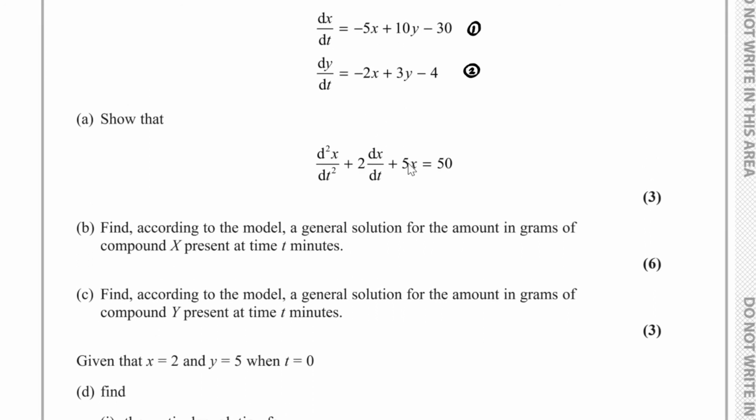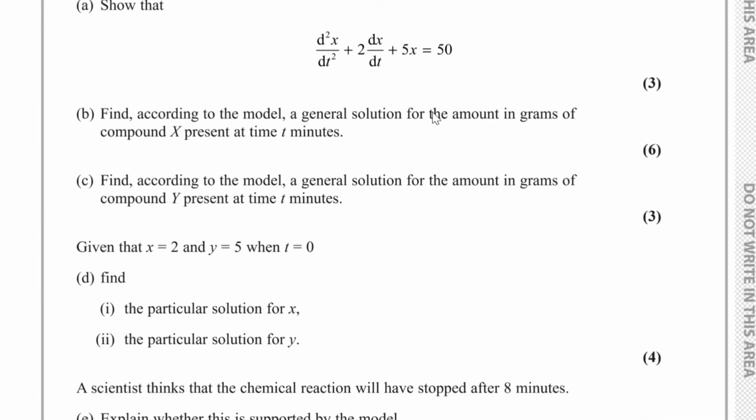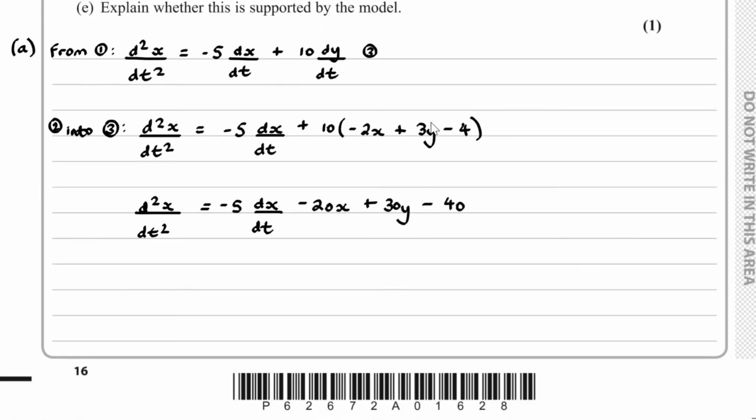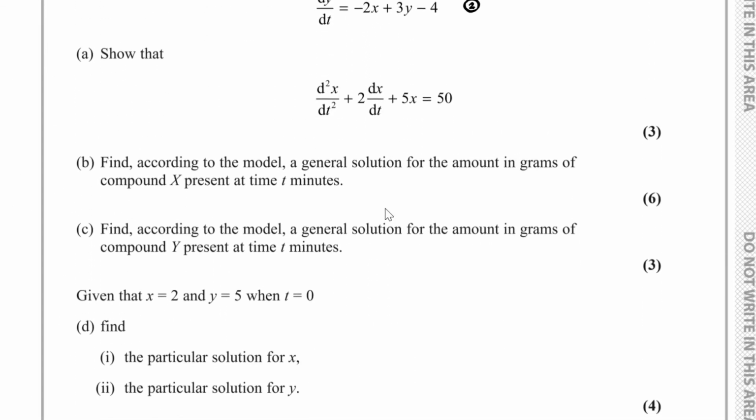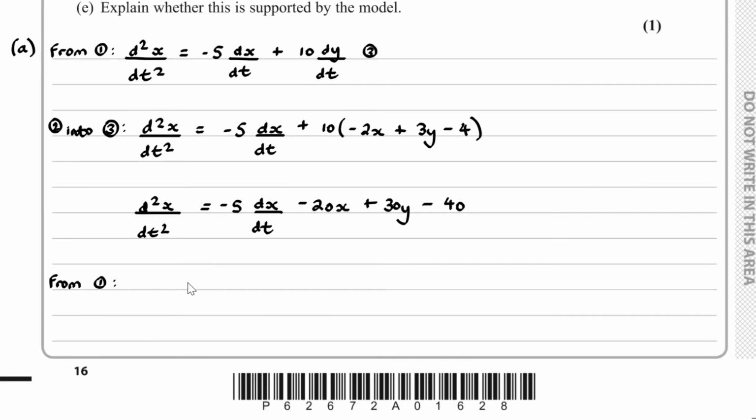And the way we can get rid of this y is by taking equation 1 and rearranging for y. So from equation 1 again, if we rearrange for, say, 10y, you'd see over here 10y is equal to dx over dt plus 5x plus 30.